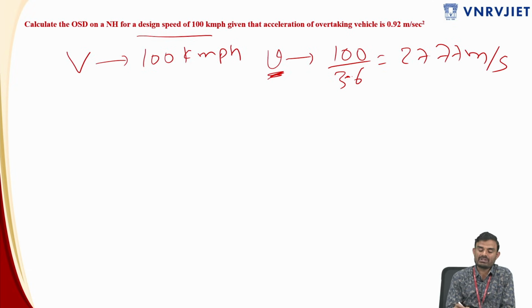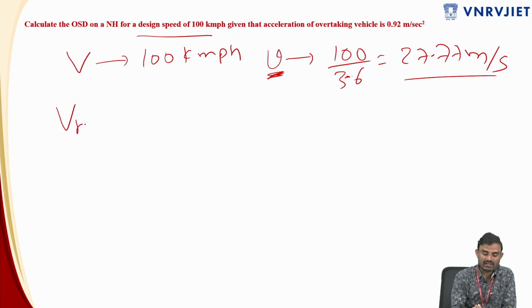So only the vehicle which is traveling at the design speed is vehicle C, not vehicle A and vehicle B. This is the speed of vehicle C, which is the design speed, 27.77 meters per second. And we don't have the relation directly between the speed of vehicle B and the speed V in meters per second.